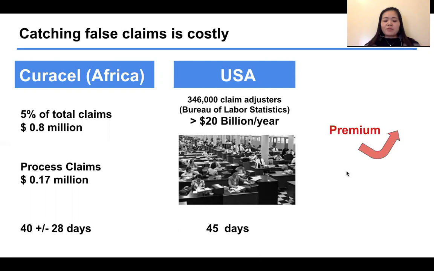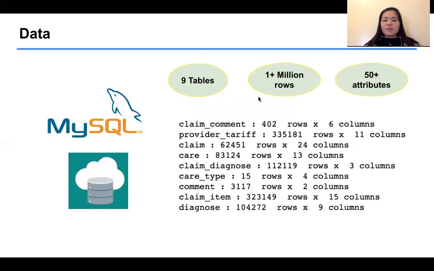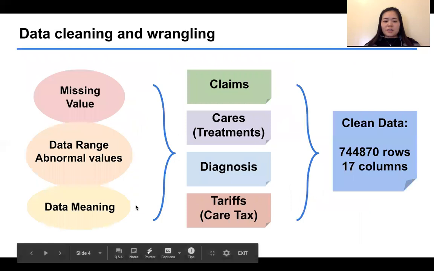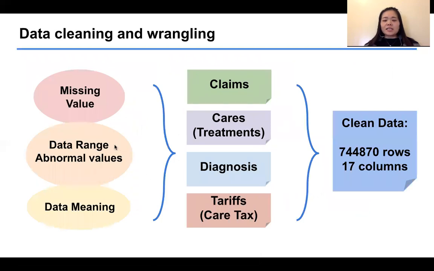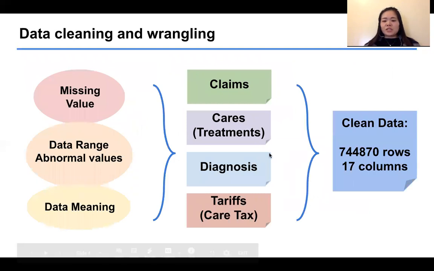Therefore, if we could find a way to automate claim processing, it would be a great benefit for both company and customers. To find a solution, I queried the company's database, and I found 9 tables with over 1 million rows. To further understand the content of the tables, as well as excluding those abnormal values and cleaning the data, I found 4 tables with useful information, and I joined all that information to get the final data set.